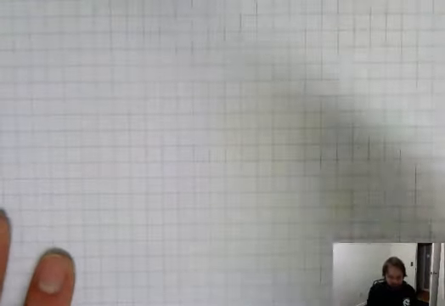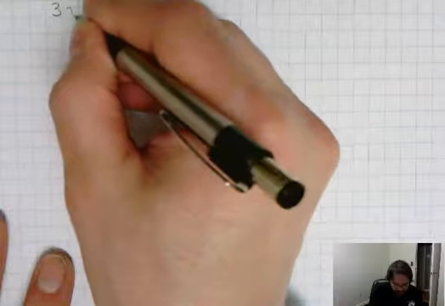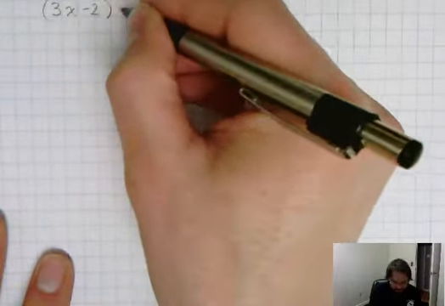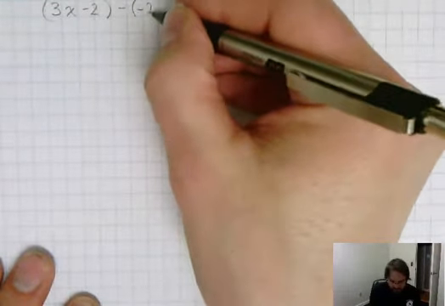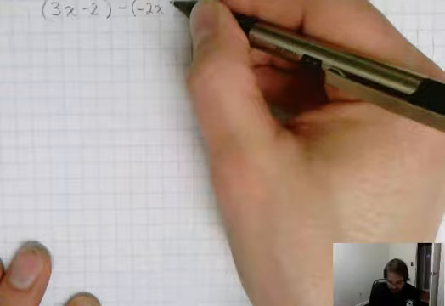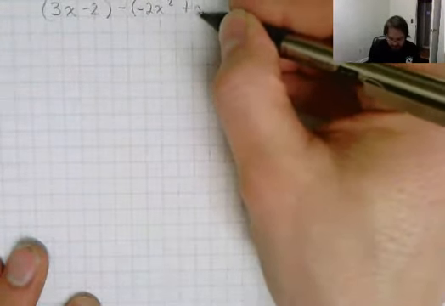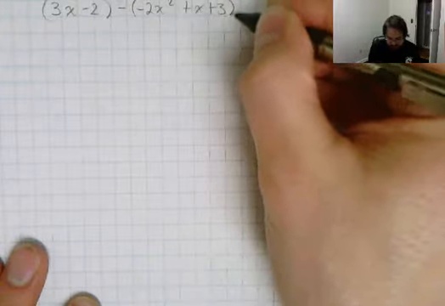Let's go on to my next question. Let's try this one here. Let's try 3x minus 2, subtract negative 2x squared plus x plus 3.